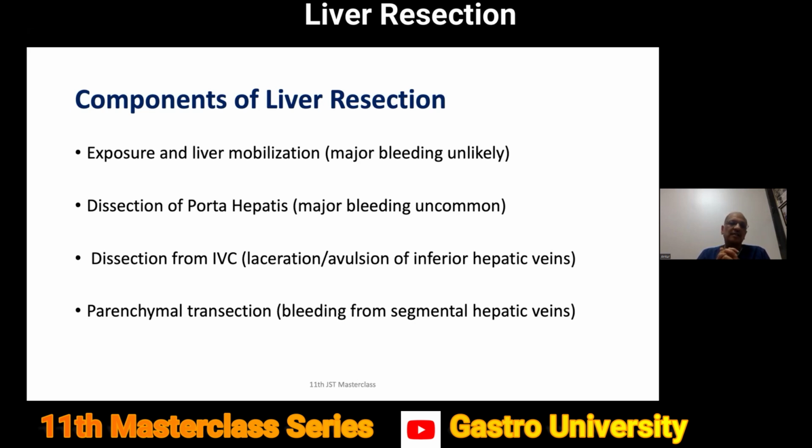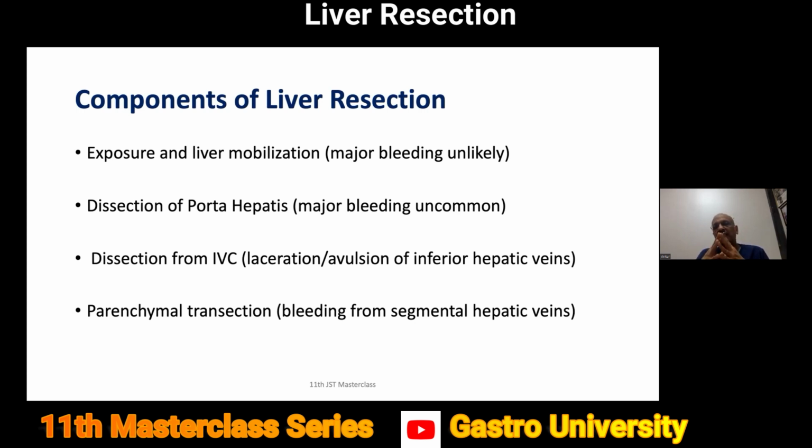The next component of a liver resection is dissection of the liver from the IVC, especially when you're doing a right-sided resection. And here you can have bleeding, and the source of bleeding in these situations is laceration or avulsion of an inferior hepatic vein, which usually happens because your assistant cannot see from the left side and tends to apply more force, and they just get avulsed from the IVC because they are very short in length and very thin walled.